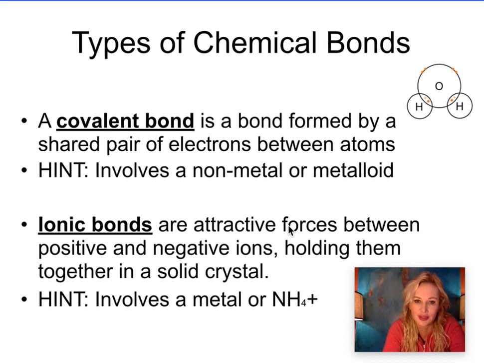Ionic bonds are attractive forces between positive and negative ions. That means it involves a metal. And textbooks don't always tell you this, but ammonium is the one ion that is not a metal that comes first in an ionic compound, which is also considered ionic because it is a positively charged ion. So a metal or ammonium would make up an ionic bond.